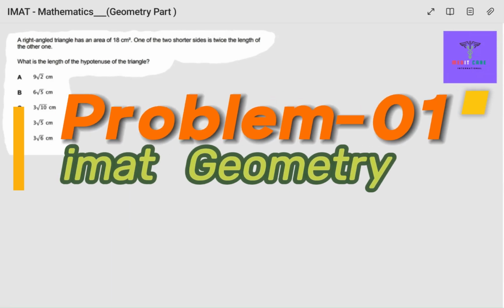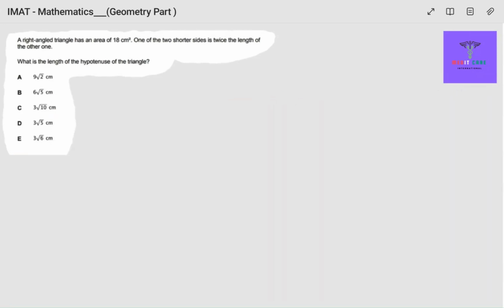Let's read the question first. Okay, let's solve now. A right-angled triangle has an area of 18 centimeters square. One of the two shorter sides is twice the length of the other one. What is the length of the hypotenuse of the triangle? So they're asking for the hypotenuse of that triangle. So we need to find out the hypotenuse.